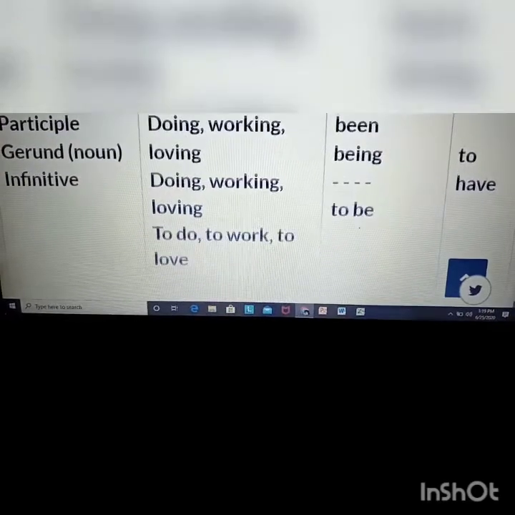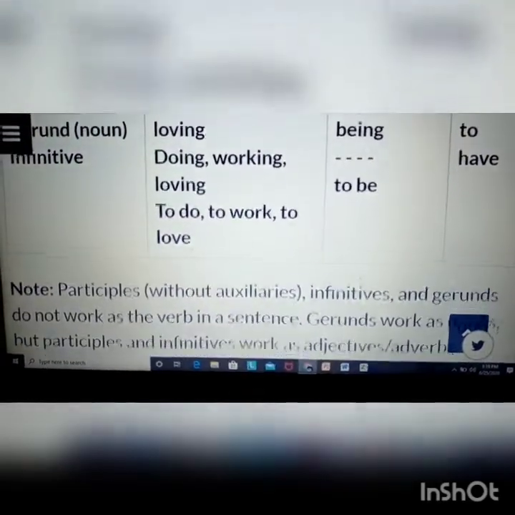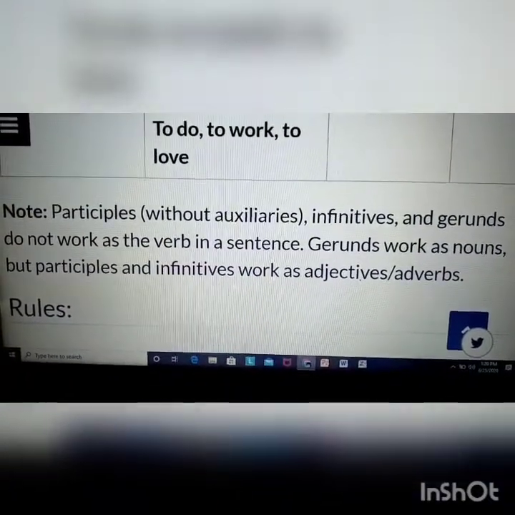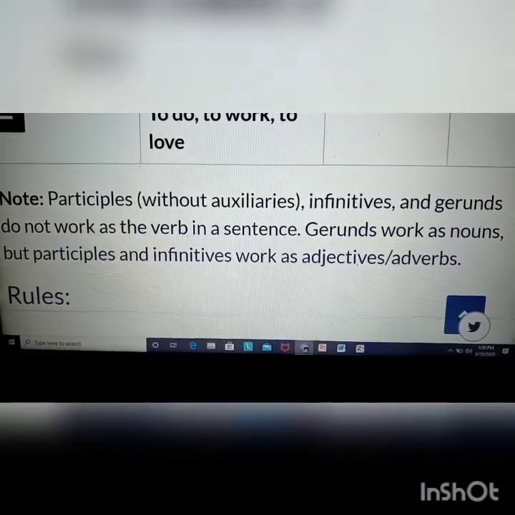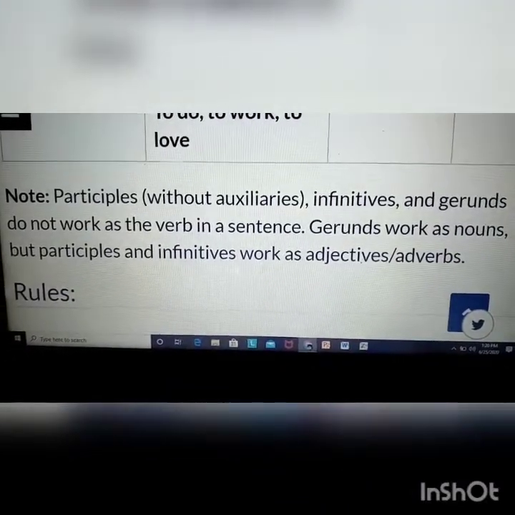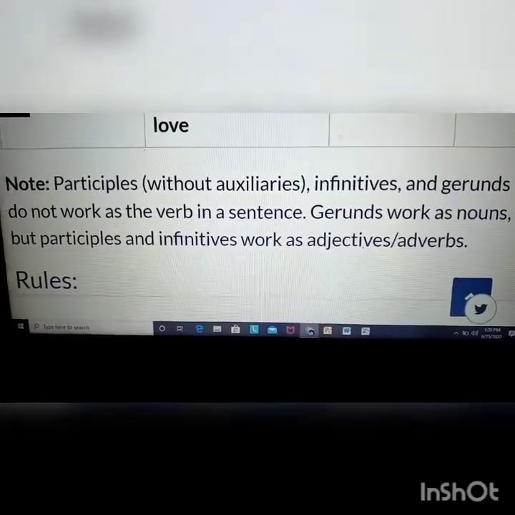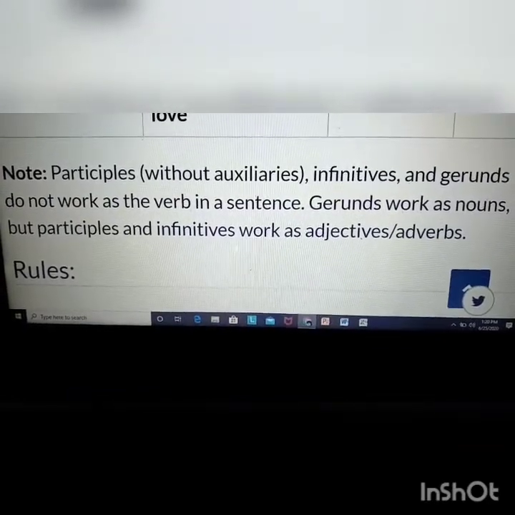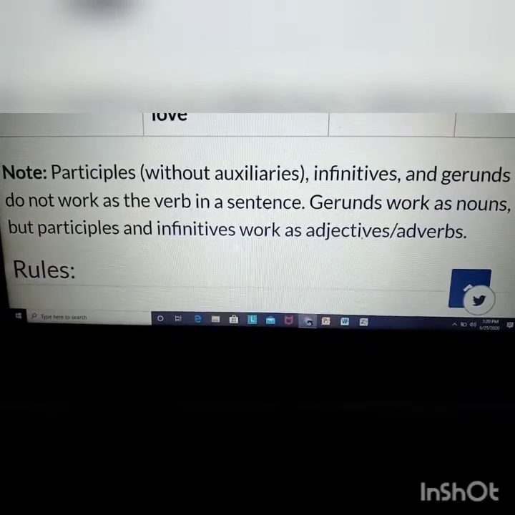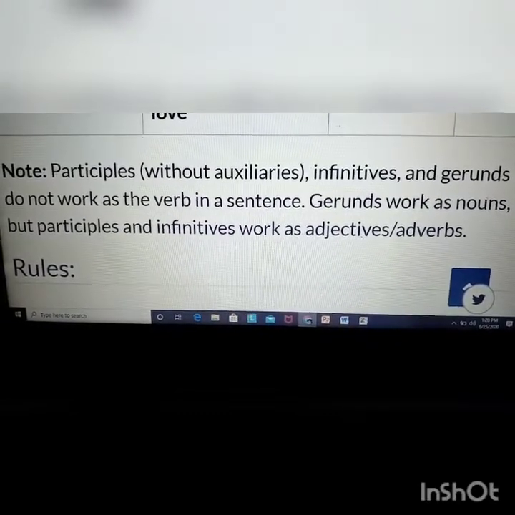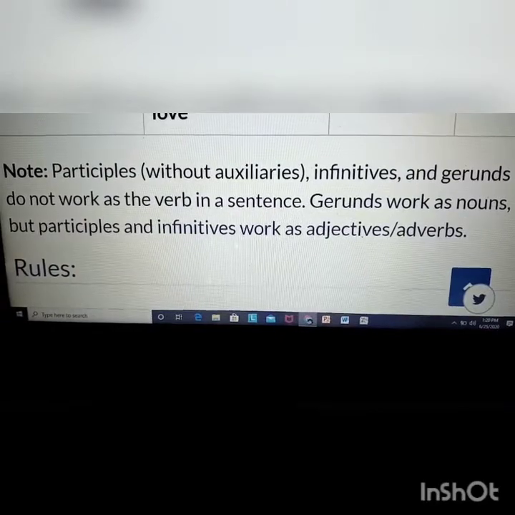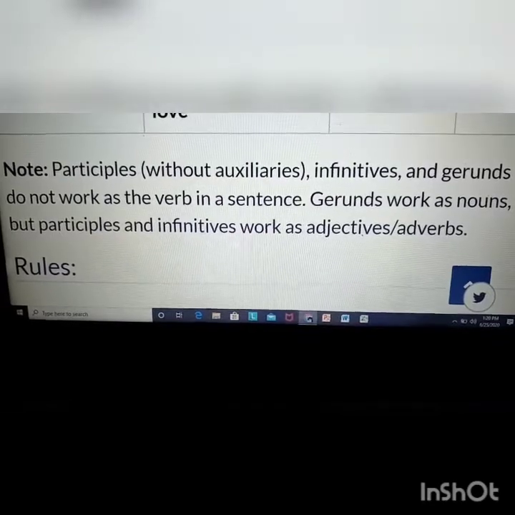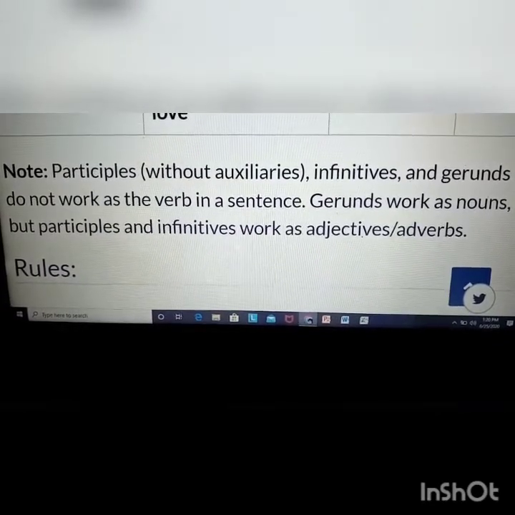So all these forms will be very effective for you to understand the rules of the right form of verb. Here we can see a note. Participles, infinitives and gerunds do not work as the main verb in a sentence. Actually, they help in structuring a sentence. Gerunds work as nouns, but participles and infinitives work as adjectives and adverbs. So now we are going through the rules one by one.